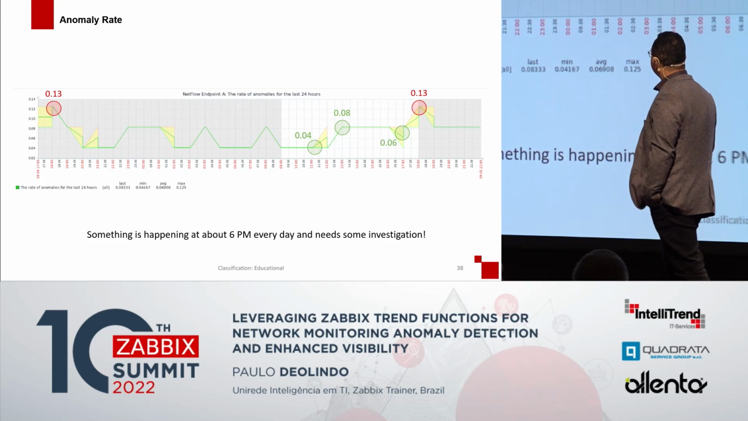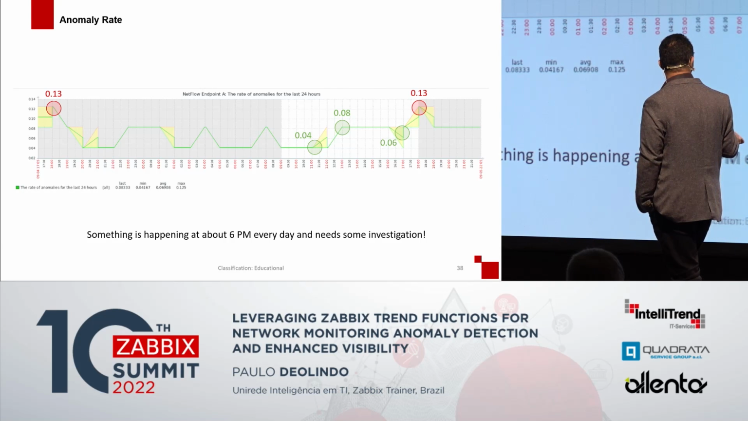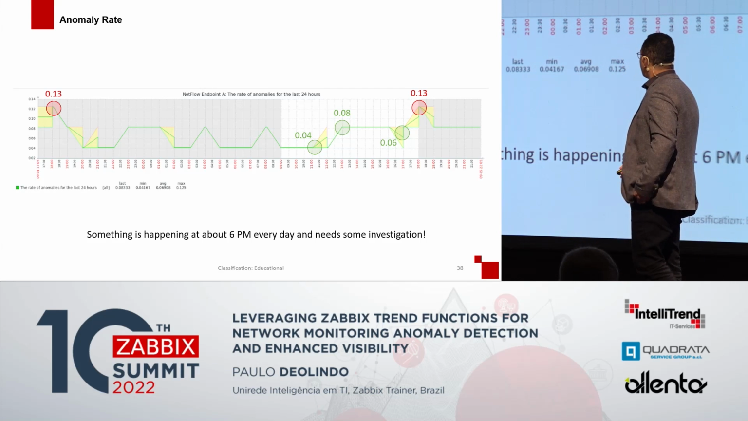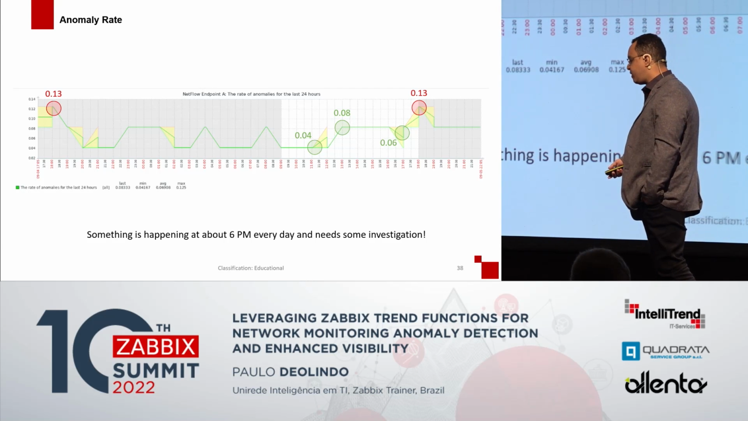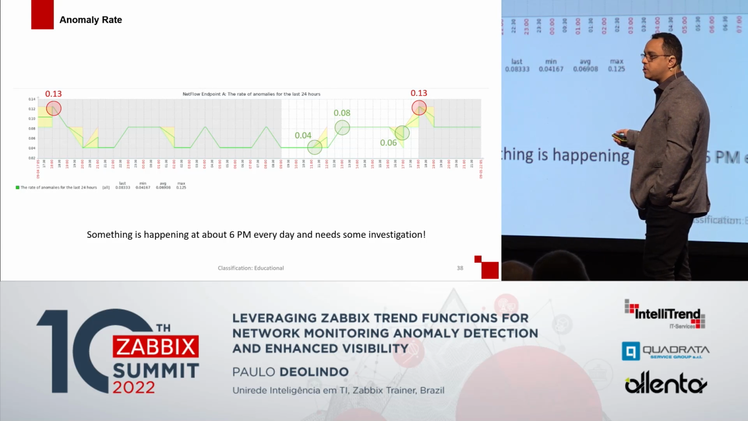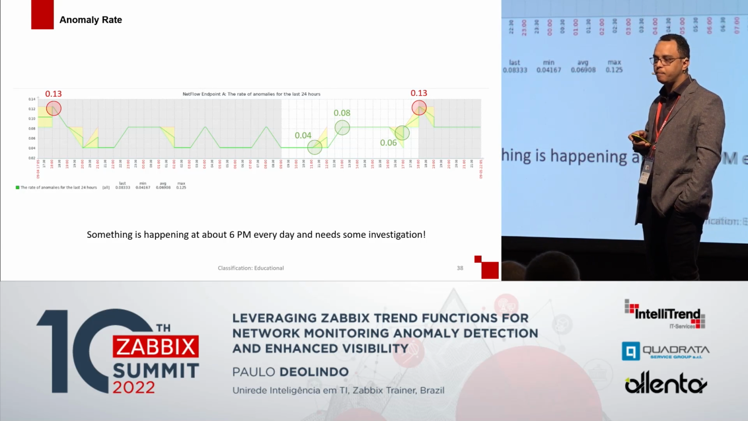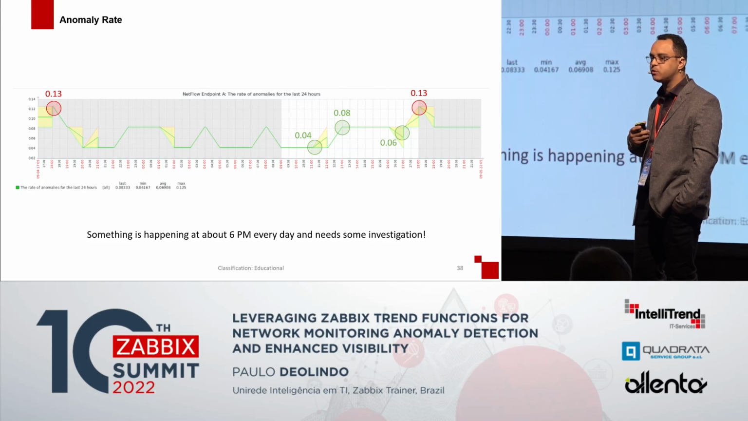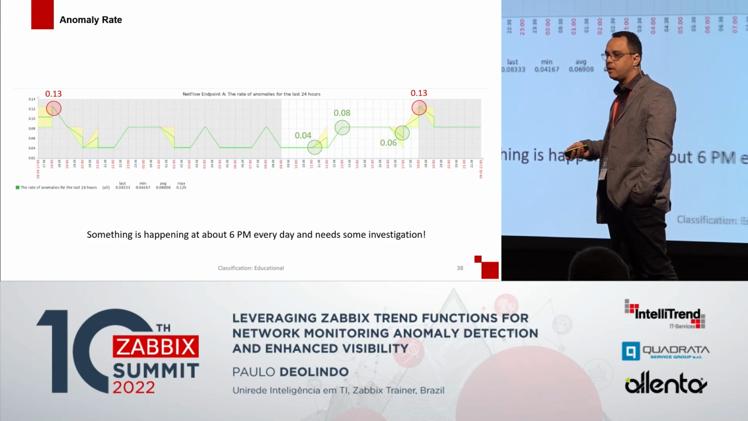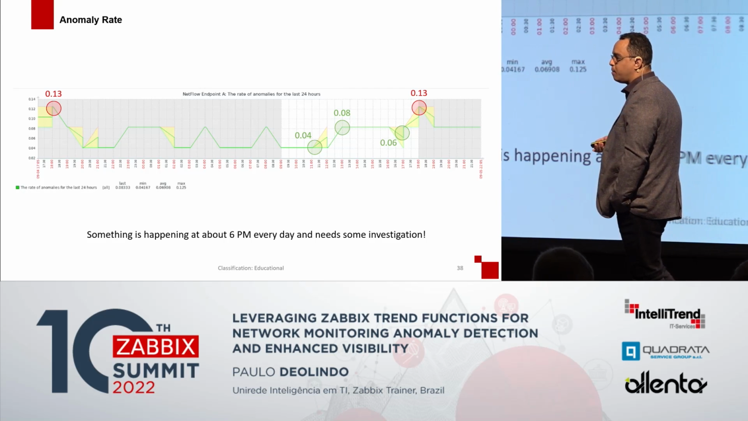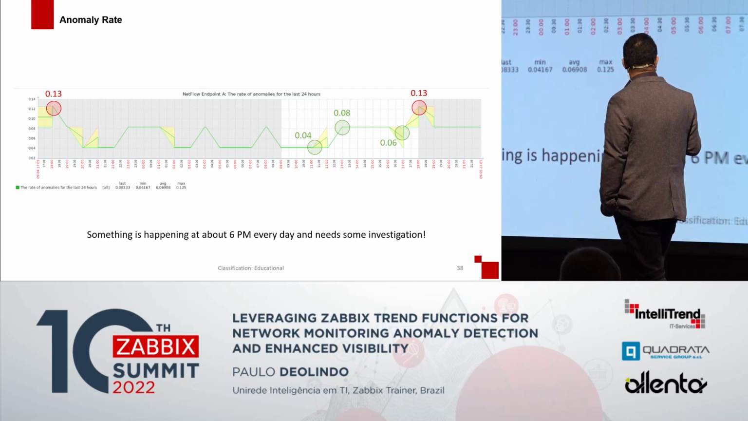But look here, the last simple graph analyzing anomaly rate evolution or involution. Again, I don't know if 30% of the values represent some problem, but clearly something is happening every day at about 6 p.m. So what's happened? Again, before this implementation, I was completely blind, but now I have something to investigate. And I think network administrators will be very, very happy with this information, I think. Okay.